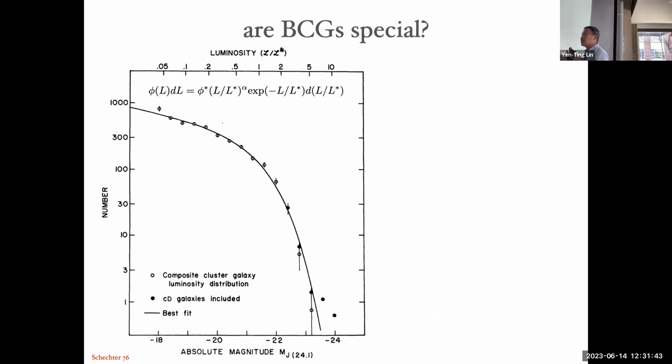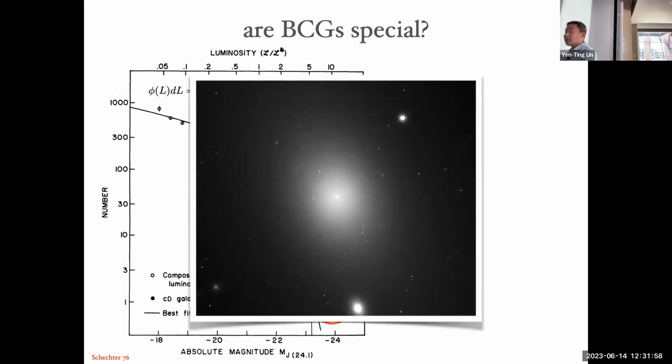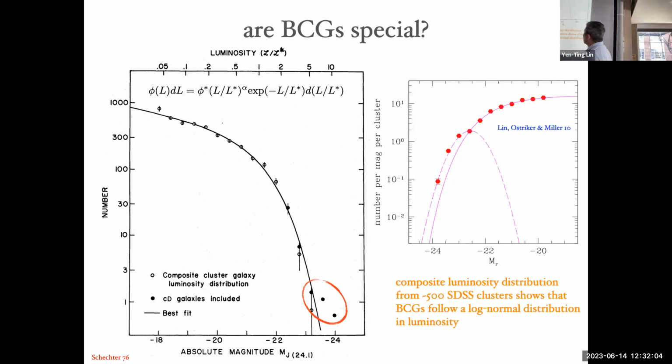When the famous Schechter function first debuted in 1976, Schechter noticed that his nice function couldn't really describe the most massive, the so-called cD galaxies, which are giant elliptical galaxies with extended stellar envelopes like this. Using Sloan data by stacking 500 nearby clusters, I have shown that the luminosity distribution of BCGs appears to follow a log-normal form rather than the exponential drop described by the Schechter function. So that hints at something special about the BCGs.